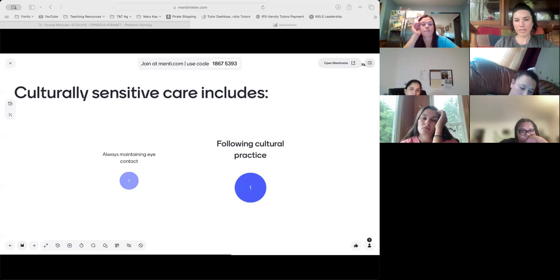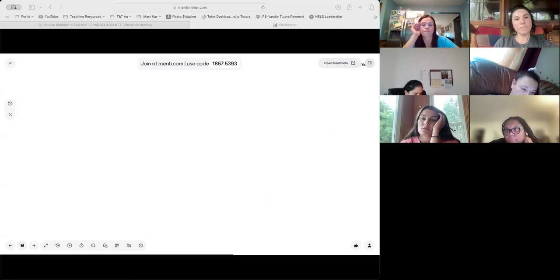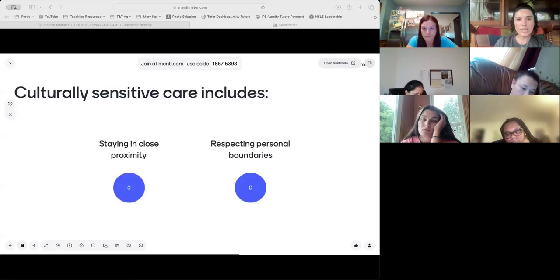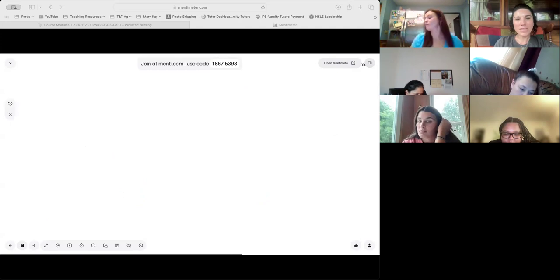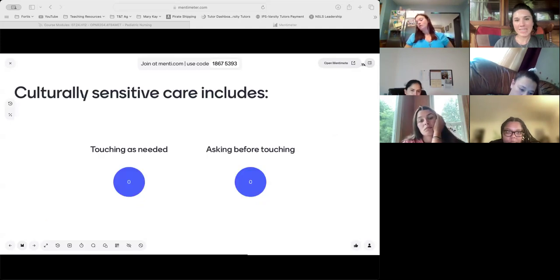following that cultural practice. Sometimes eye contact is aggressive. How about staying in close proximity or respecting personal boundaries? Yep, we all have that bubble where we don't want people in. So, understanding everybody's comfort level with distance and proximity. How about touching as needed or always asking before touching?